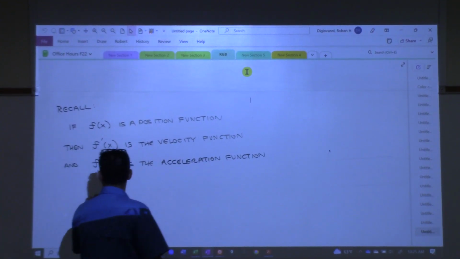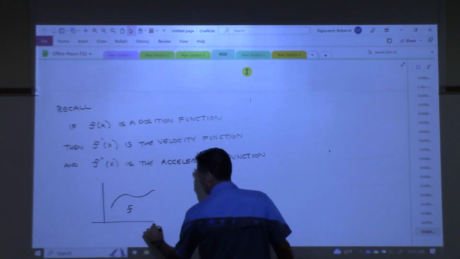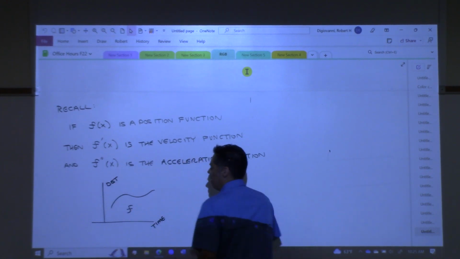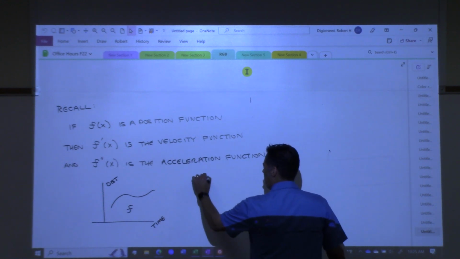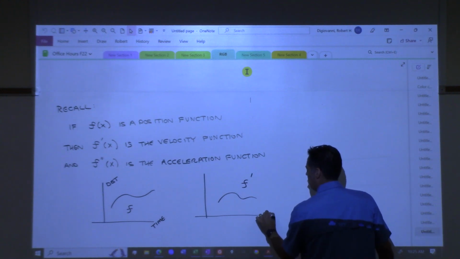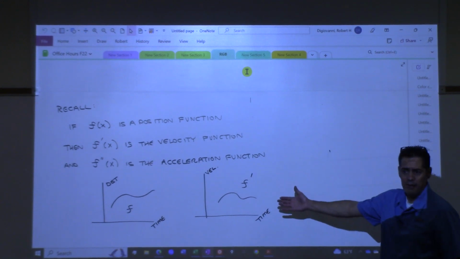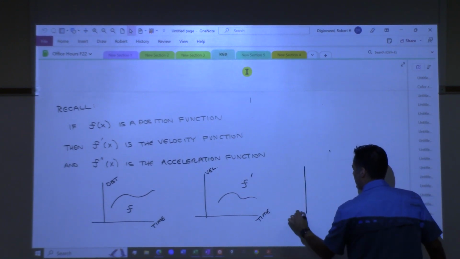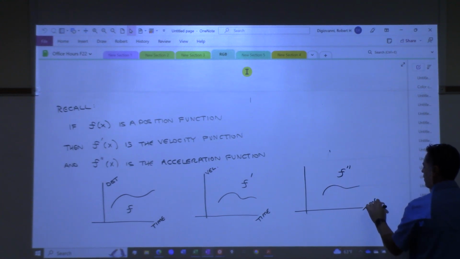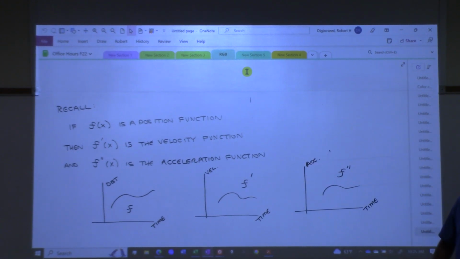Right, so in terms of a picture, if this is some function f, this is time, and this is distance, then that gives you position. If you then take its derivative and graph its derivative, this is time, and this is going to be your velocity. So you get the velocity function. And then if you take the derivative again, a second derivative, this is time, and this is acceleration. So you get your acceleration function.